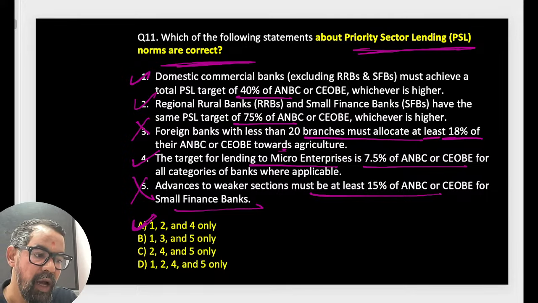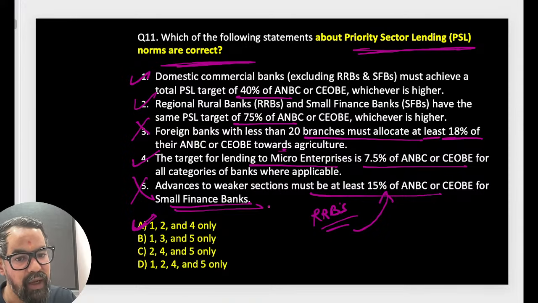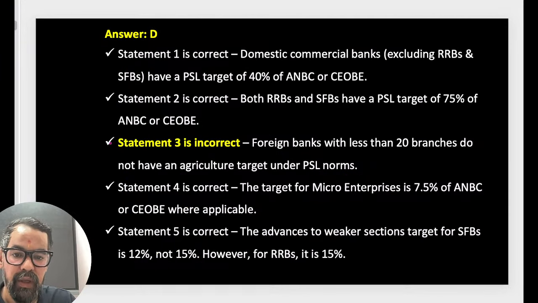See here आपका Indra ma'am, you missed this one. This is for RRBs when it comes to 15%. So that is for RRBs. ठीक है, for small finance banks it is again आपका 12%, 12.50%. ठीक है, now it is 12.50% only, and RRBs it is 15%. ठीक है, so do not get confused with that particular one.